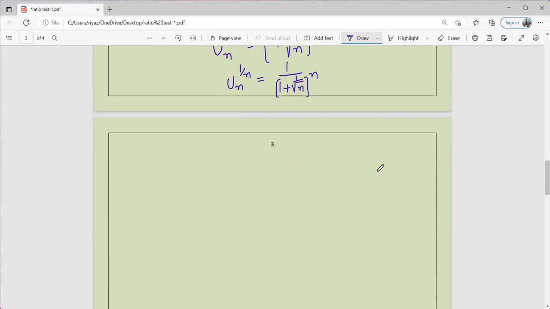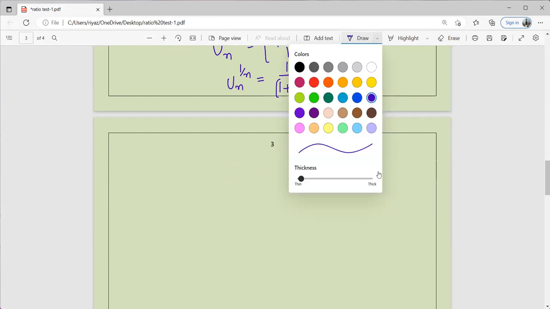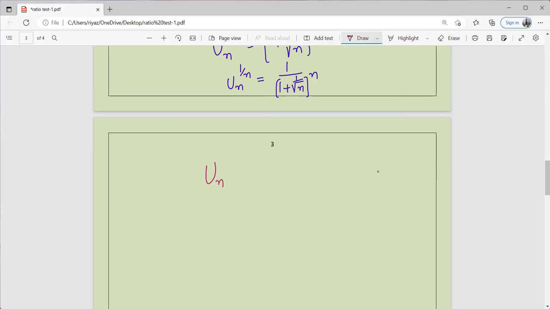Next step is very important. We should rearrange some terms here. Let me show what I am rearranging. I think I should write in another color so that you can understand this very, very important step. This color I will use. Un to the power of 1 by n is equal to 1 by 1 plus 1 by n.